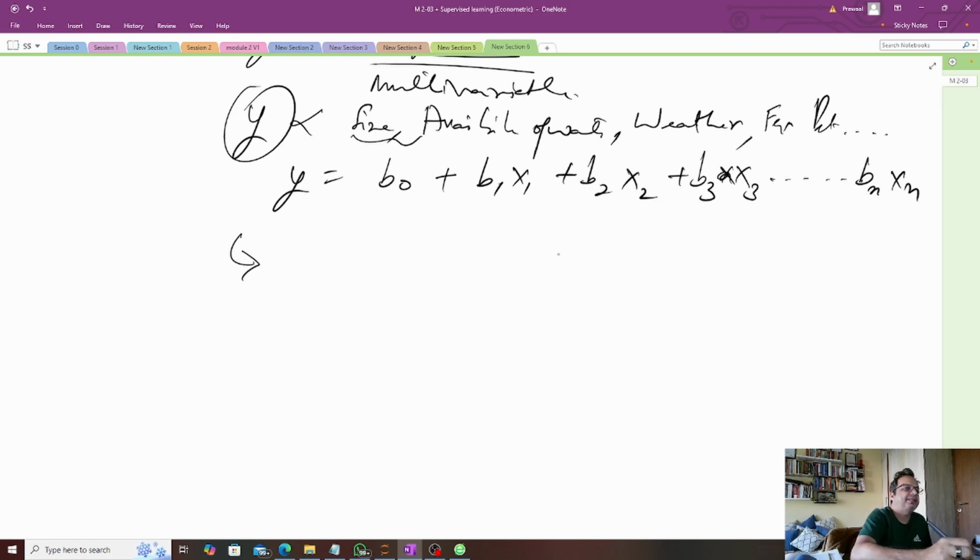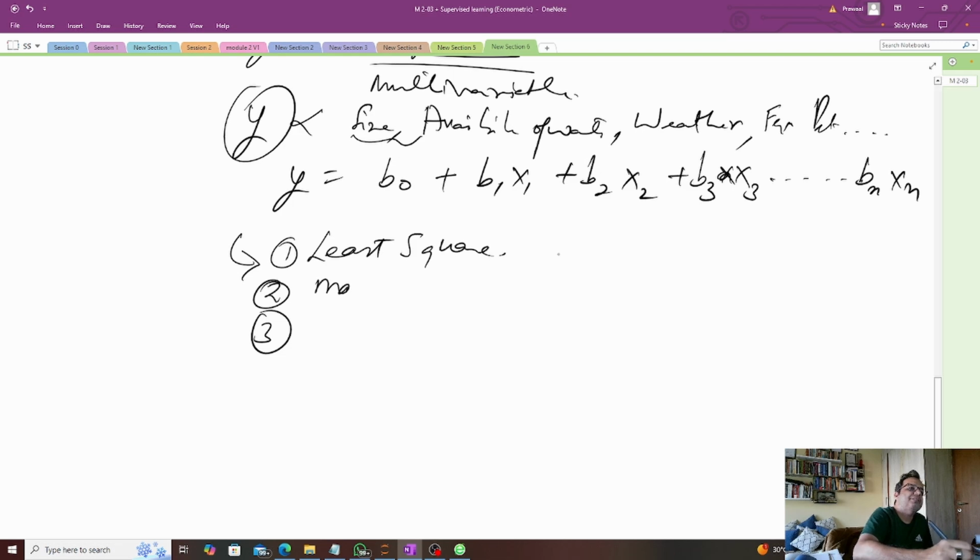GARP is also mentioning in the book that there are multiple ways to find out the values of beta naught and beta 1 and so on, and there are three kinds of algorithms that are generally used to estimate the values. One is called the least square method, one is called maximum likelihood, and the last but not the least is called the method of moments.